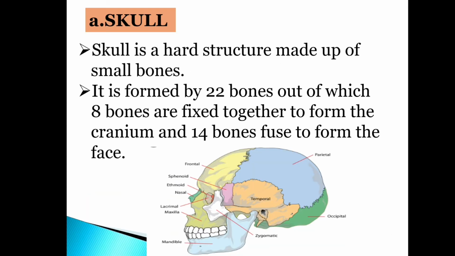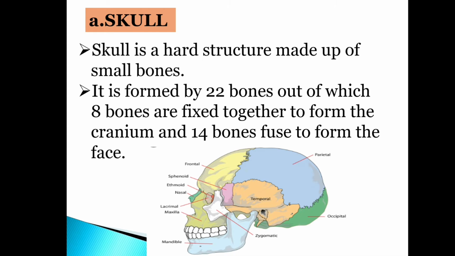Skull. The skull is a hard structure made up of small bones. It is formed by 22 bones, out of which 8 bones are fixed together to form the cranium and 14 bones fuse to form the face. So out of the 22 bones, 8 are fixed together to form the cranium and 14 fuse together to form the face.